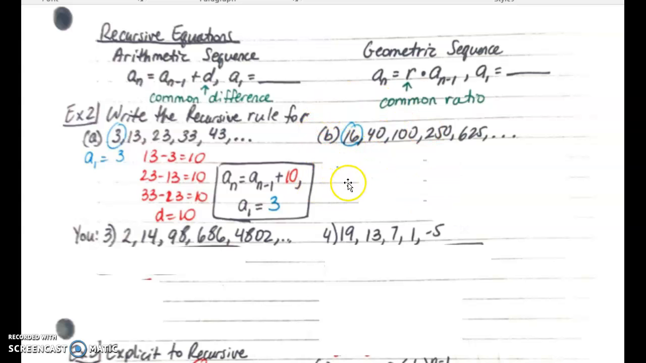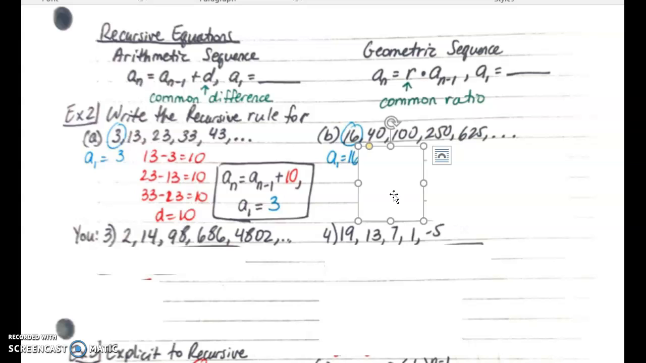As far as our next example goes, I have 16, 40, 100, 250, 625. 16 to 40 and then 40 to 100, that's too big of a gap to be something that we're adding or subtracting by. So we might want to check to see if it's geometric. First things first, notice our first term here is 16. So we want to definitely notice that. And then we want to see if this is actually geometric by doing the common ratio.